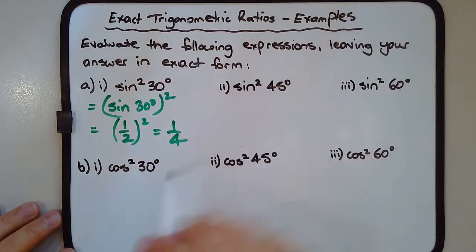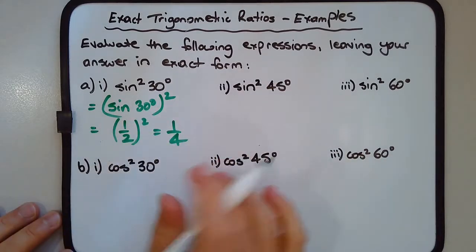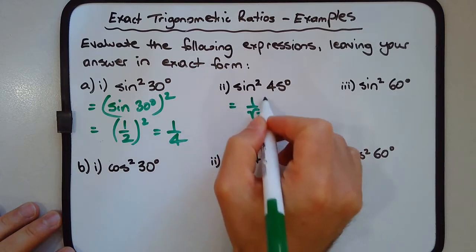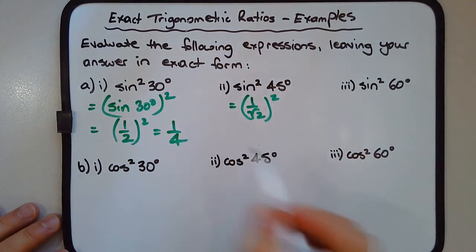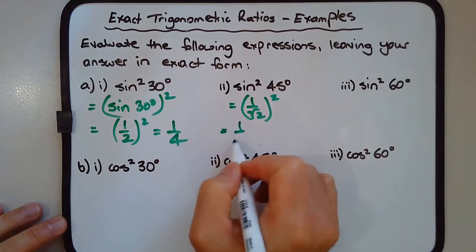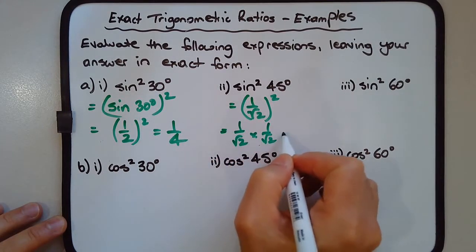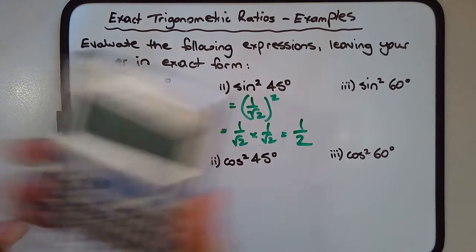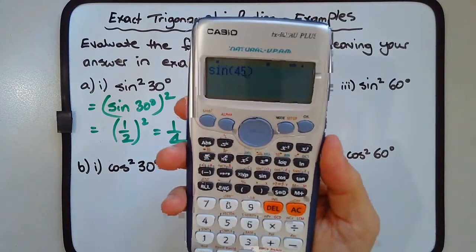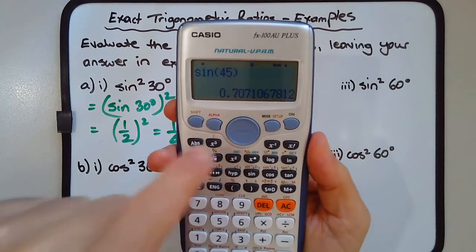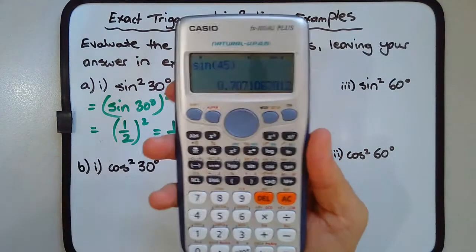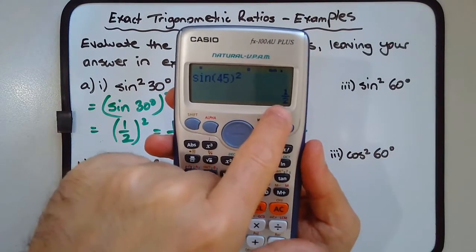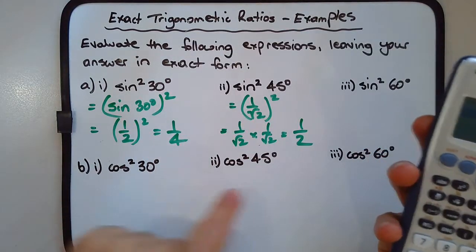So let's say sine squared of 45 degrees. That's just 1 on root 2 all squared. And that's just 1 on root 2 multiplied by 1 on root 2. Root 2 times root 2 is just 2, so that's going to give us half. Sine of 45 degrees, if I press equals there, is 0.707. Let's say you've forgotten what the exact ratio was. Square that. You get half. So that's our answer here.